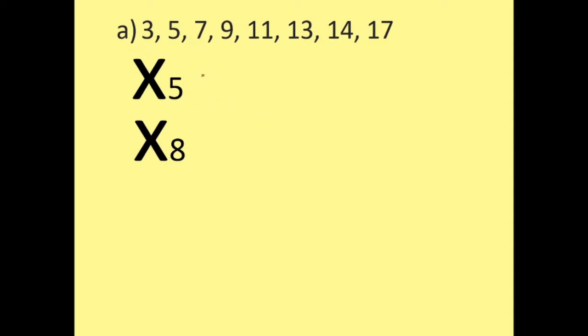Now let's have a sequence above. Now x5, what this actually means is what is the fifth value in the sequence. So 1, 2, 3, 4, 5. x5 is 11. Okay, and x8 is going to be the 8th term in the sequence. So 1, 2, 3, 4, 5, 6, 7, 8, which is 17.